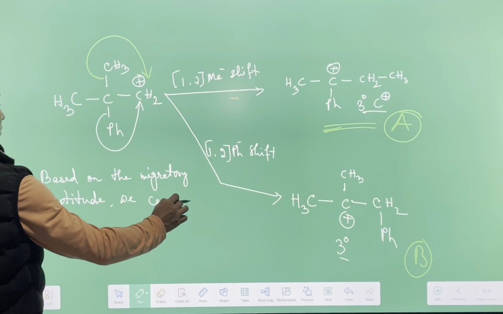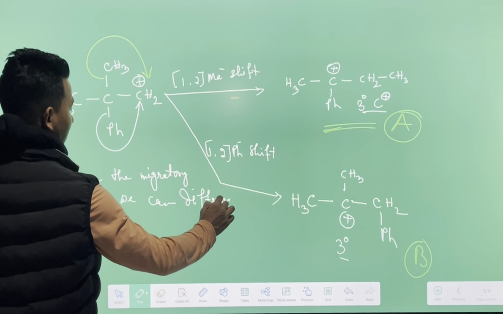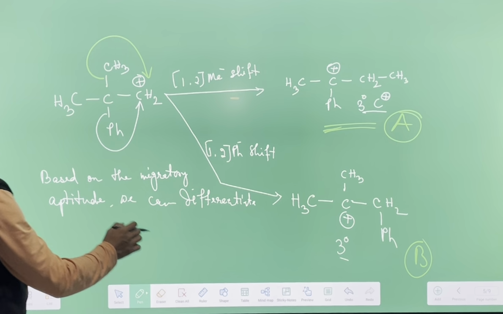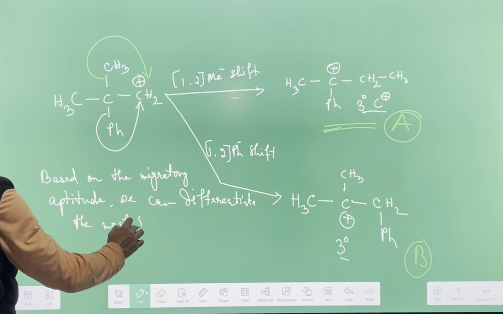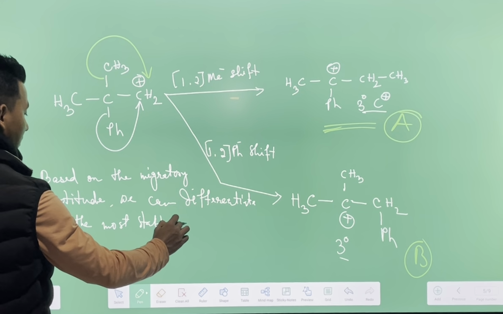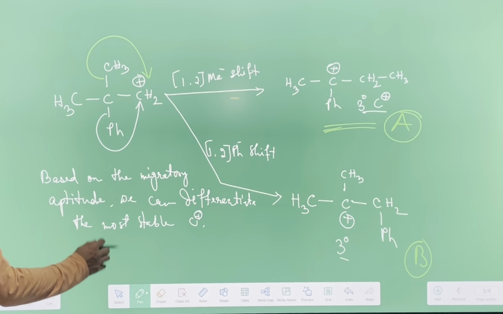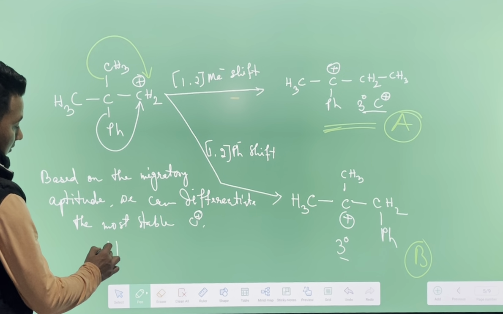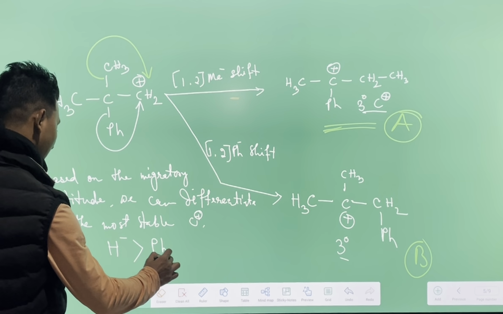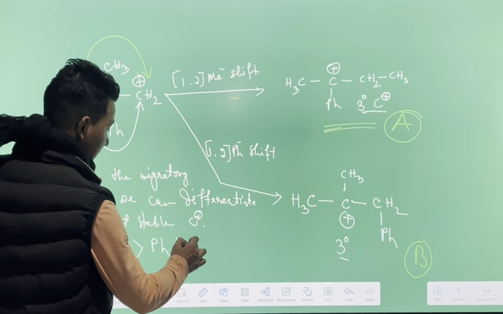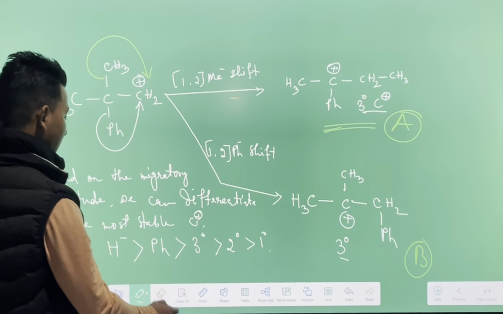Aptitude, we can differentiate the most stable carbocation. The most stable carbocation. And what is migratory aptitude? Migratory aptitude is: hydride most stable, next phenyl, next tertiary alkyl group, next secondary, next primary.